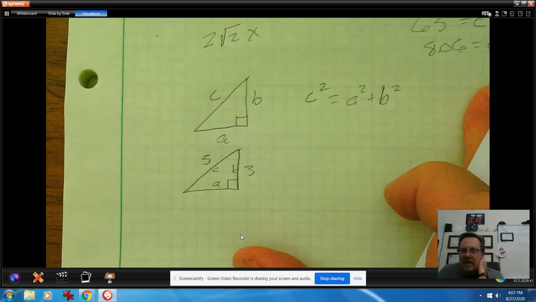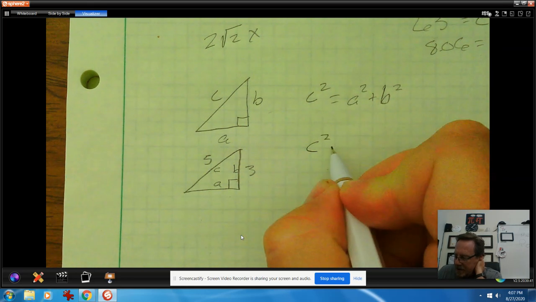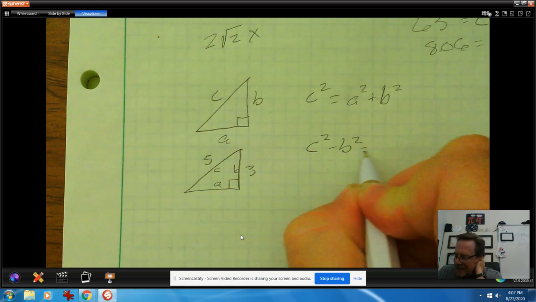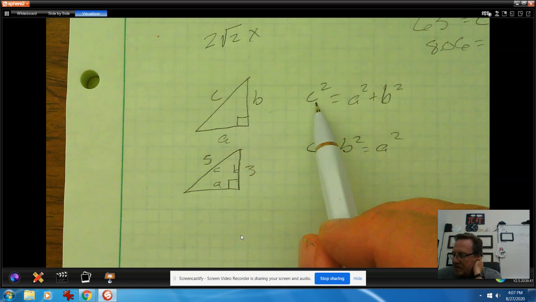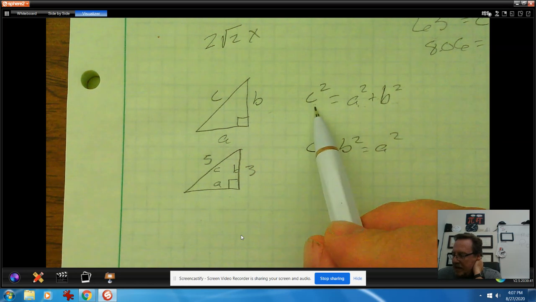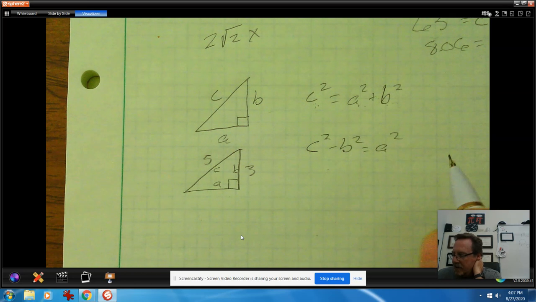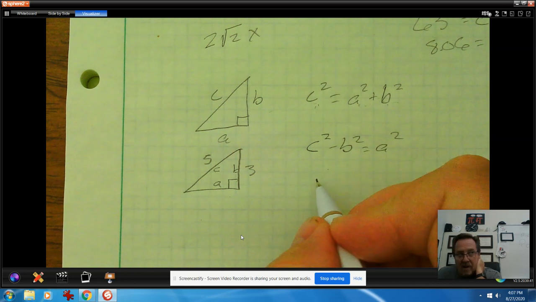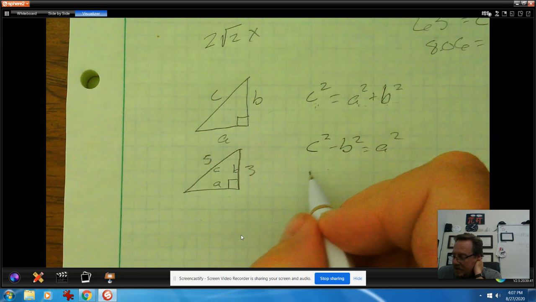Well, we can rearrange this equation and say, if I took c squared and subtracted b squared, I'd get my a squared. That should make sense, because c squared is the bigger number. When you add these two together, you get that. So if you took this bigger number and subtracted one of the smaller numbers, you get the other one. So let's go ahead and do that with the numbers.